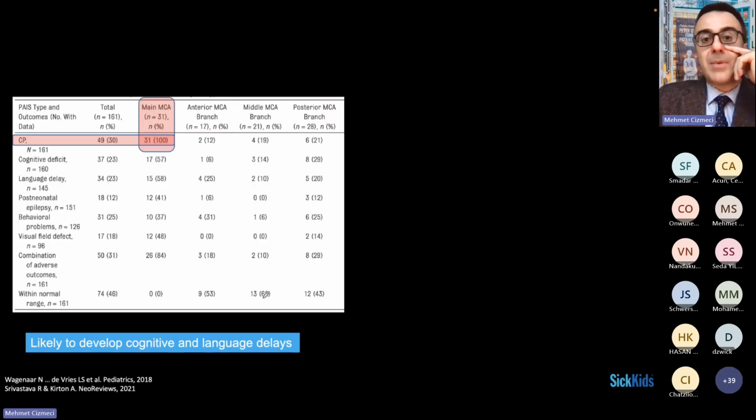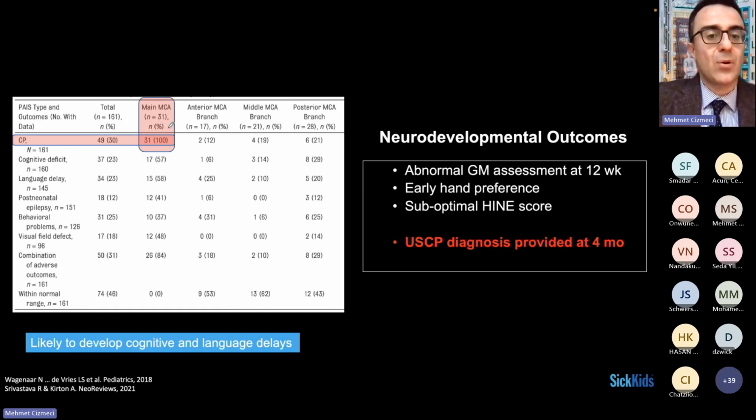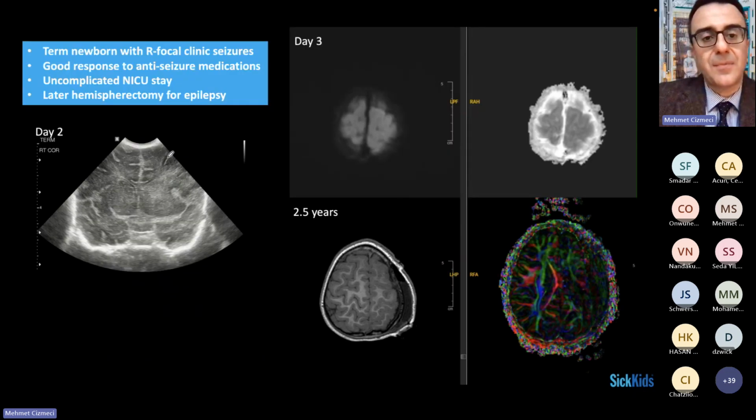So again, to do a good prognostication in these babies, we need to look at the literature, and the literature in these babies shows us that main MCA stroke increases the likelihood of cerebral palsy significantly. And these babies are also at risk of developing cognitive and language problems. And it is also likely, which is seen in more than 50% of the population. And as expected, this baby developed a unilateral spastic CP of the right side of the body. And it was diagnosed early with the implementation of standardized neurological assessment tools.